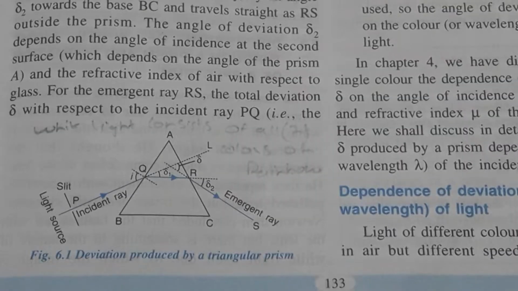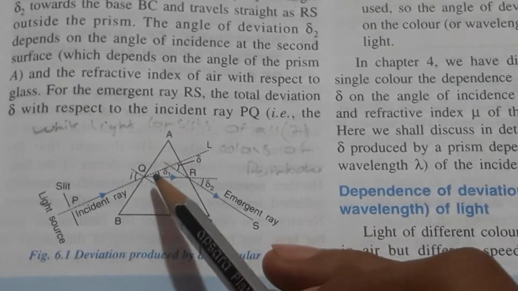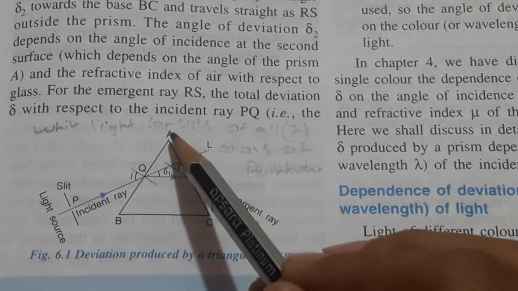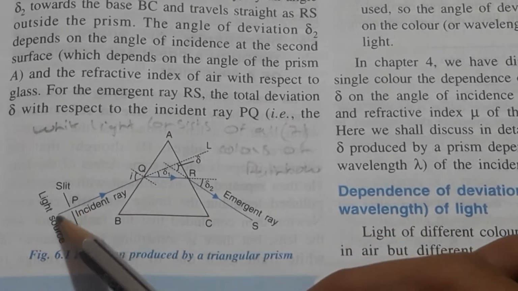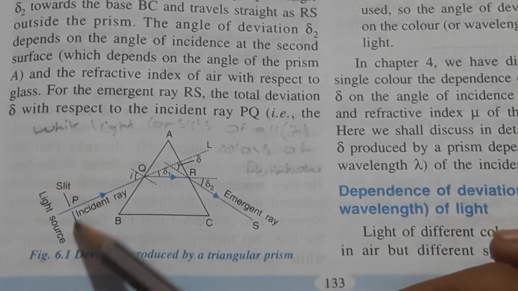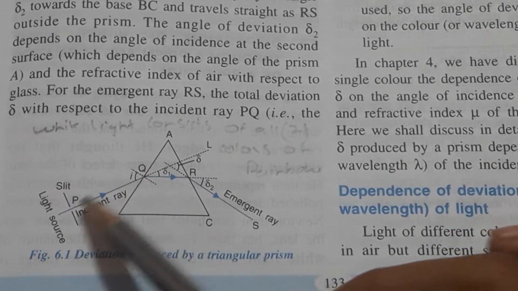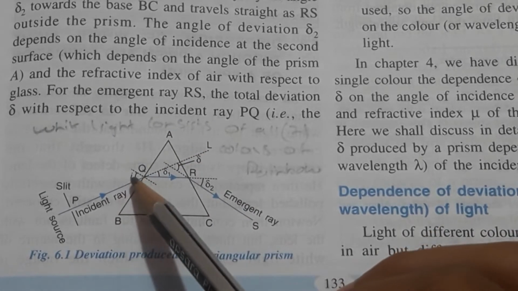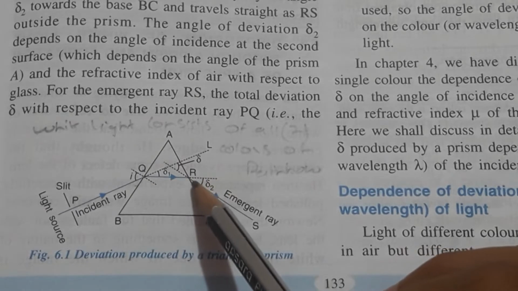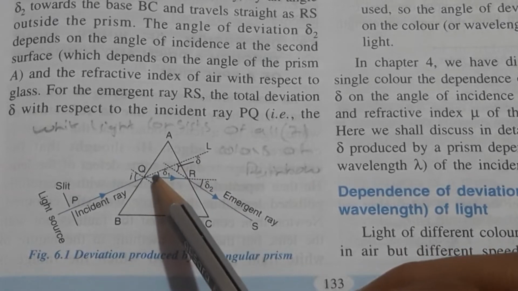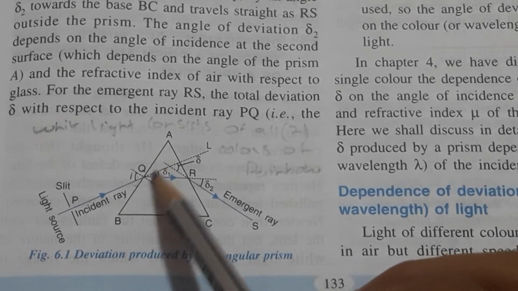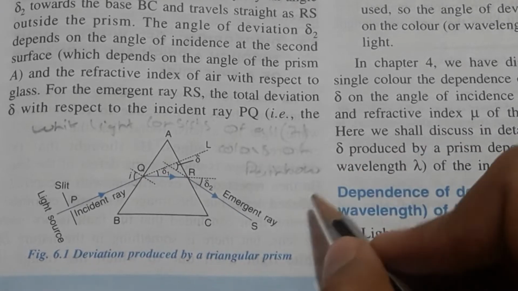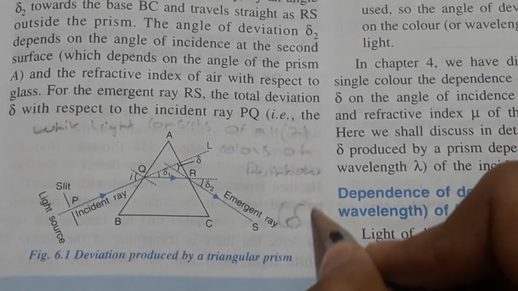So this figure shows us deviation produced by a triangular prism for a light ray. This is a triangular prism ABC, and this is the light source. PQ is the incident ray. On striking the surface AB, it deviates and moves towards point R, and this deviation 1 is called angle of deviation. In our previous video we have discussed the symbol of deviation. This is the symbol of deviation.